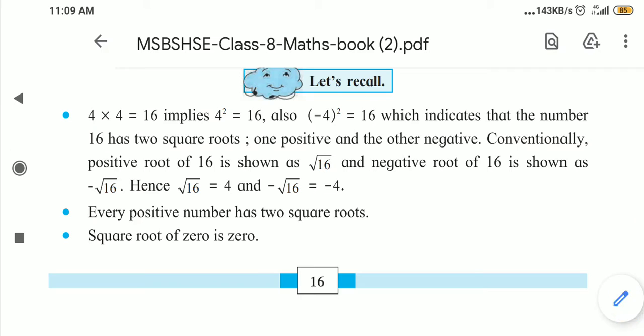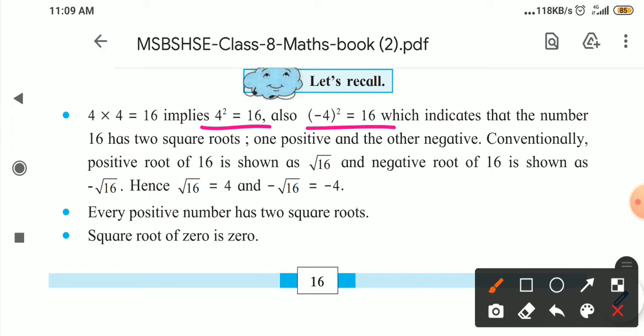Plus 4 square is 16 and minus 4 square is also 16, which indicates that the number 16 has two square roots. Which are those square roots? 4 and minus 4. These are the square roots of 16. One is positive, the other is negative. The number is the same, but the signs are different.